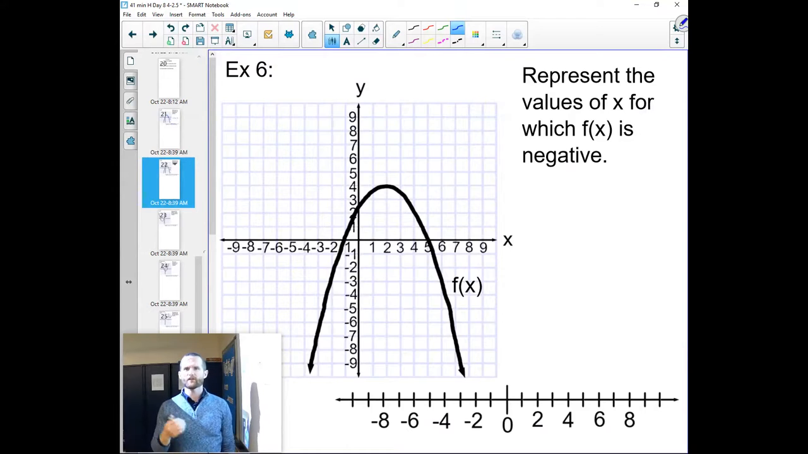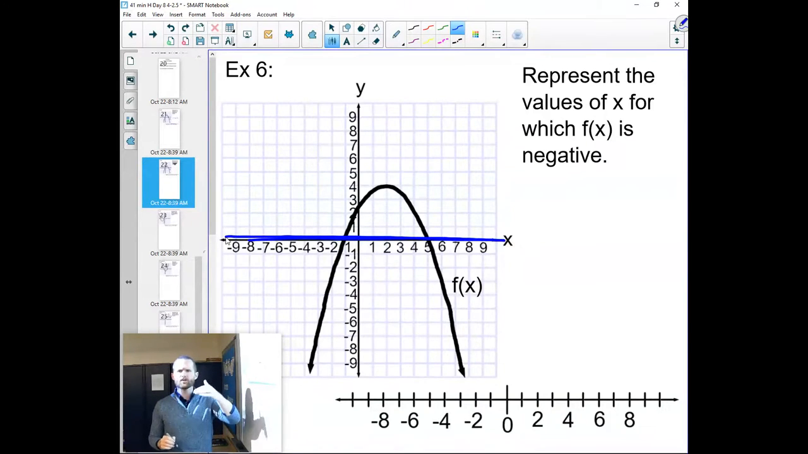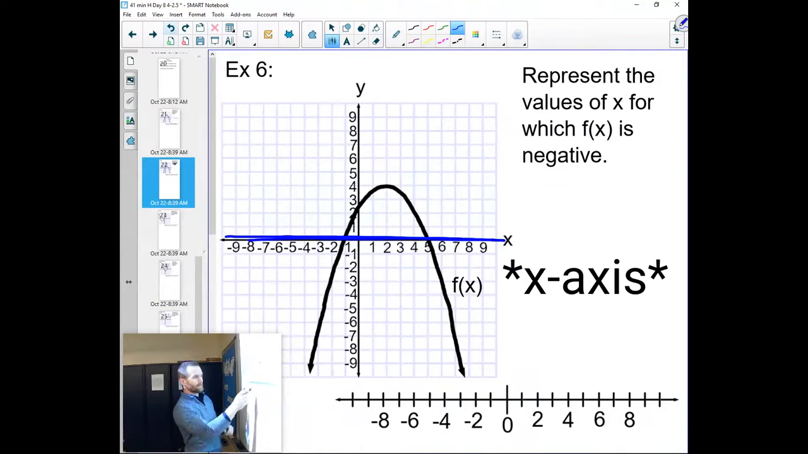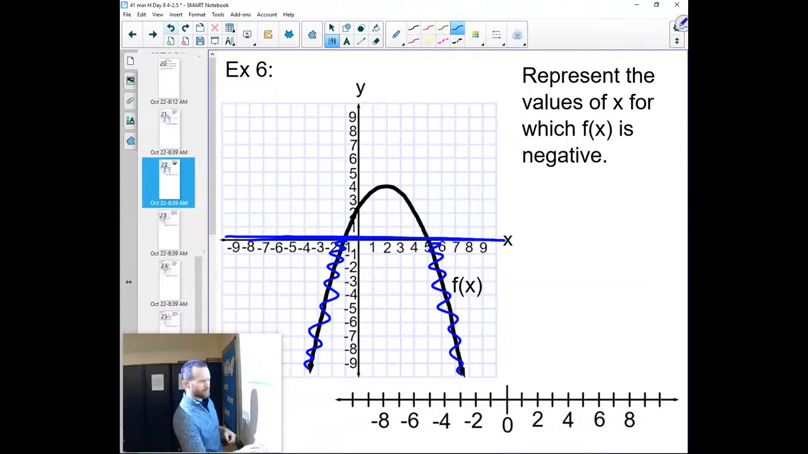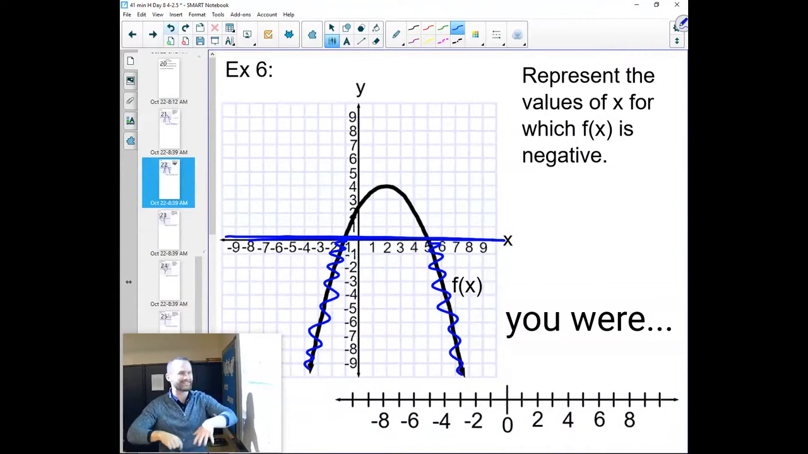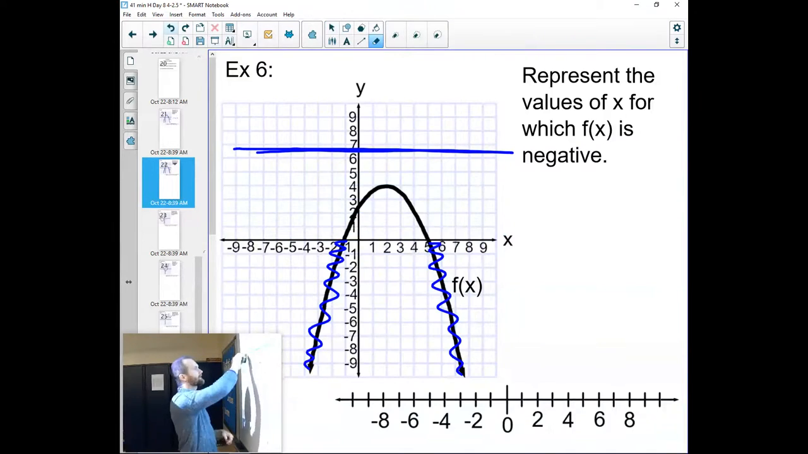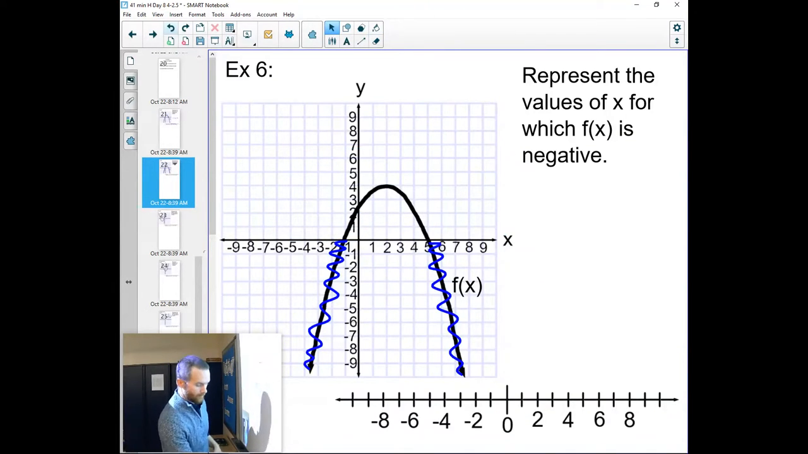Now we want to represent the values of x for which f of x is negative. This is the same graph. So we look here and think, what parts of the function are negative, so below the x-axis? That part's below, and this part's below the x-axis. Sorry about that, everyone watching. Those are the only parts of the function that are below the x-axis. So we don't need the x-axis highlighted anymore.